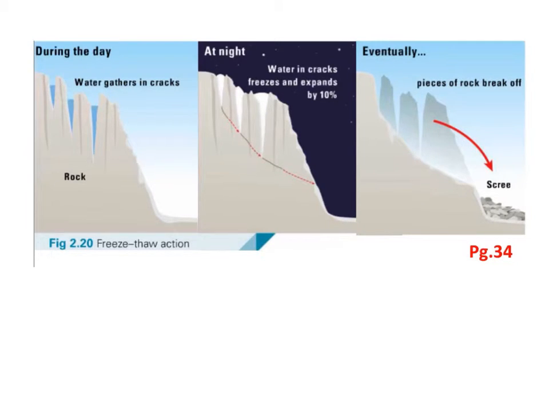Eventually, after this water in the rock, freezing at night, melting during the day, freezing at night, melting during the day continuously, pieces of the rock break off and they fall to the bottom of the mountain or the hill, and those pieces of rock build up into a pile known as scree. And this is known as freeze-thaw action.